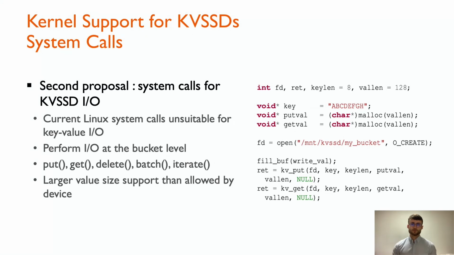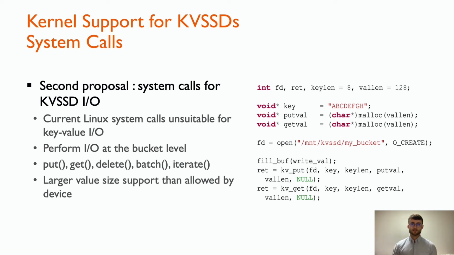Our second proposal is a set of system calls designed for KeyValue SSD I/O. Currently, Linux system calls offer no way to support KeyValue SSD I/O for two reasons. First, they require the use of a file descriptor, which our thin file system would provide. And second, the read and write system calls provide fields for a buffer and the length of the buffer. For KeyValue SSD I/O, we require a key buffer, key length, a value buffer, and the length of the value.